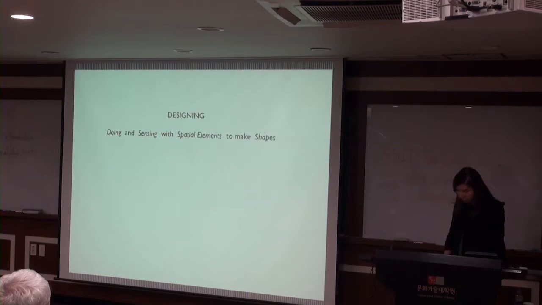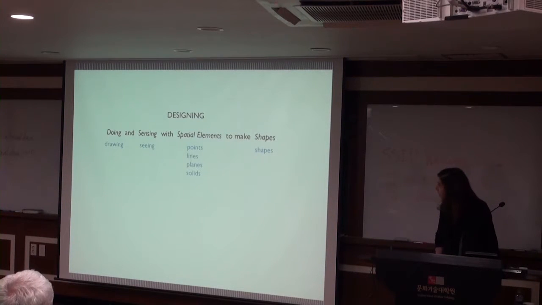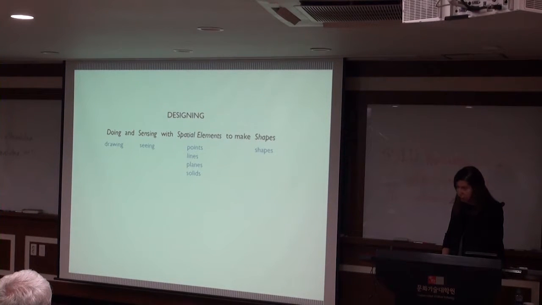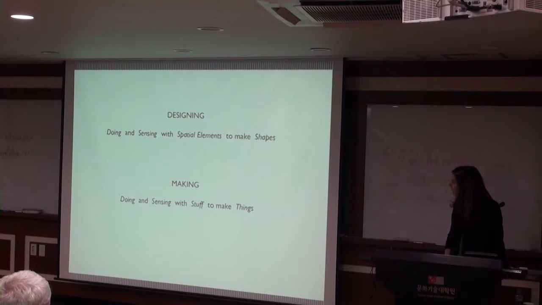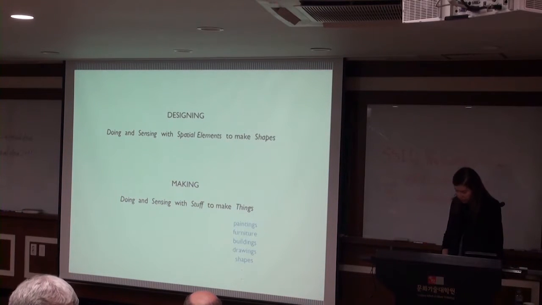So designing with shape grammars is about doing and sensing with spatial elements to make shapes, or more specifically, drawing and seeing with points, lines, planes, and solids to make shapes. This definition of designing can be extended very straightforwardly to a definition of making, where making is doing and sensing with stuff or materials to make things. Doing is any action, including drawing, holding, nodding, typing, and so on. Sensing includes seeing and the use of our other senses, touching, hearing, smelling, feeling, and even thinking. Stuff includes materials, and it can include abstract stuff like lines. Things are finite physical things made of stuff, including abstract things like shapes.